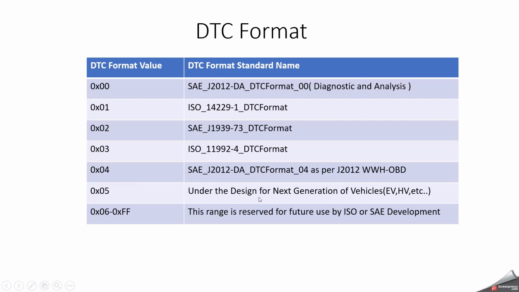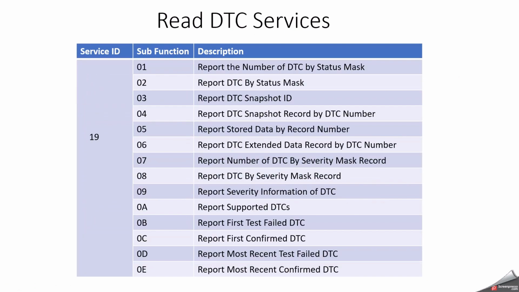05 means under the design for next generation vehicles, for example EV or HV vehicles. And 06 to FF, the range is reserved for future use. You should know this also, because only then will you know what kind of DTC format you are using. Then based on that, you can do development or analysis.